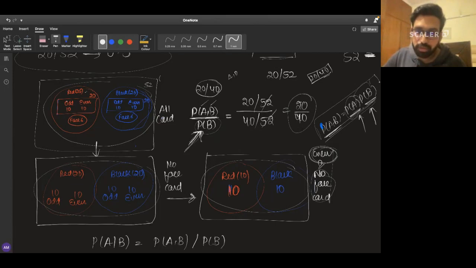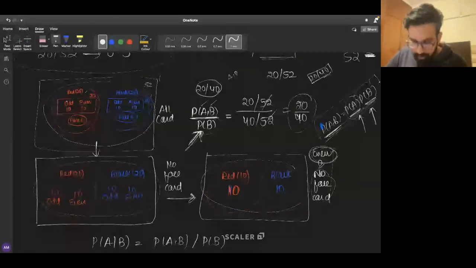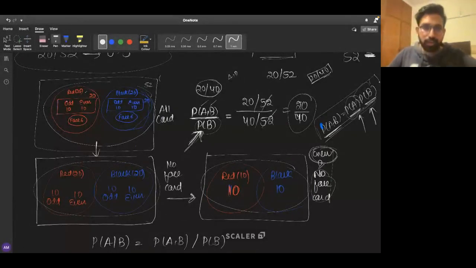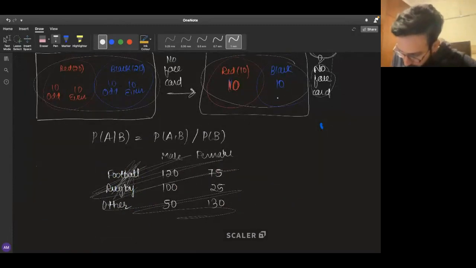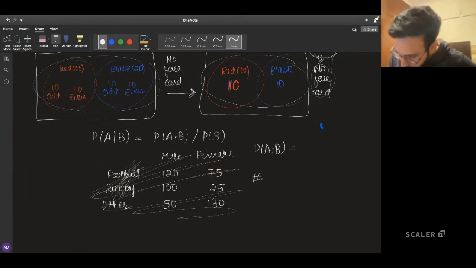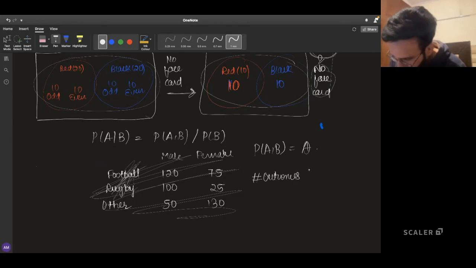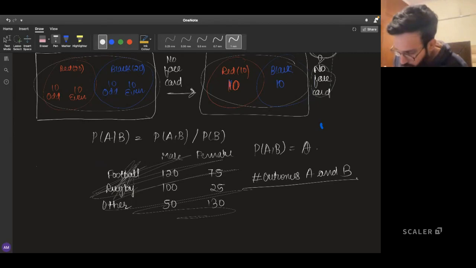Okay. So in this case, logically, how are we deriving A intersection B? Let me just explain. Let me go down a bit. P of A, if I talk in English, means all the possible number of outcomes where both A and B are happening, and then the total number of outcomes.